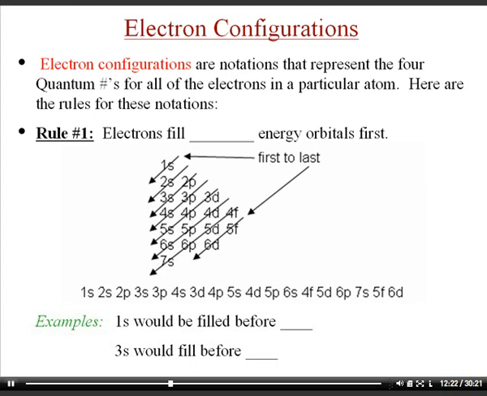Now there are some rules when you're filling out the address for where the electrons live, and we're going to go through those rules now. Rule number 1 is very easy to understand. An electron is going to fill an orbital that has the lowest amount of energy possible.